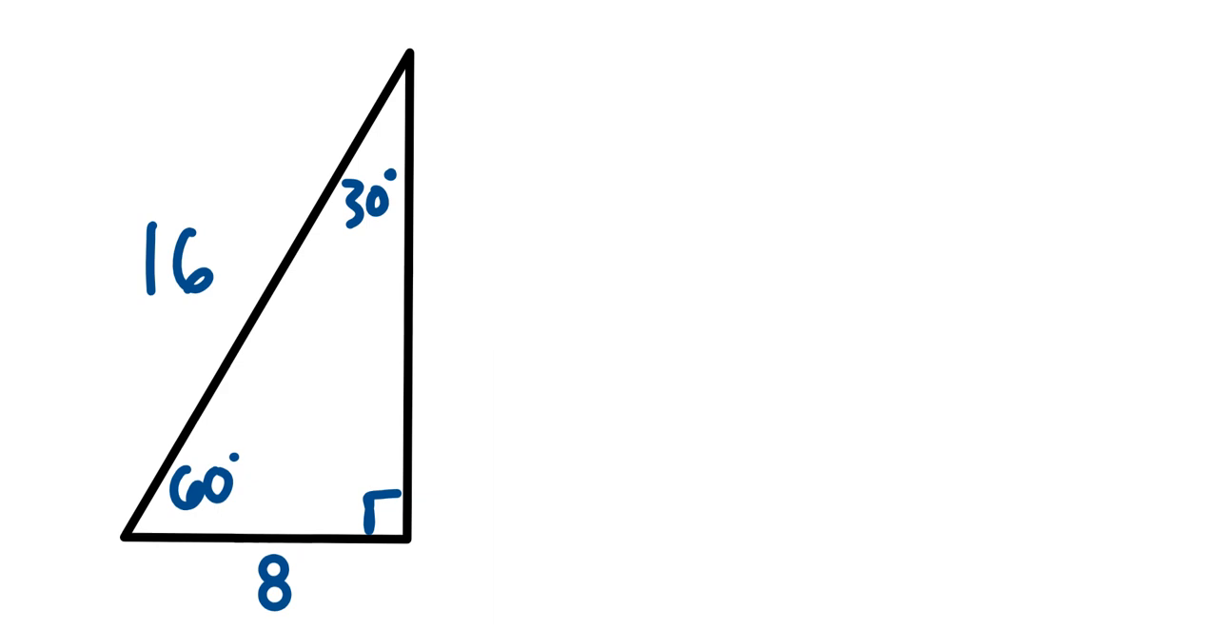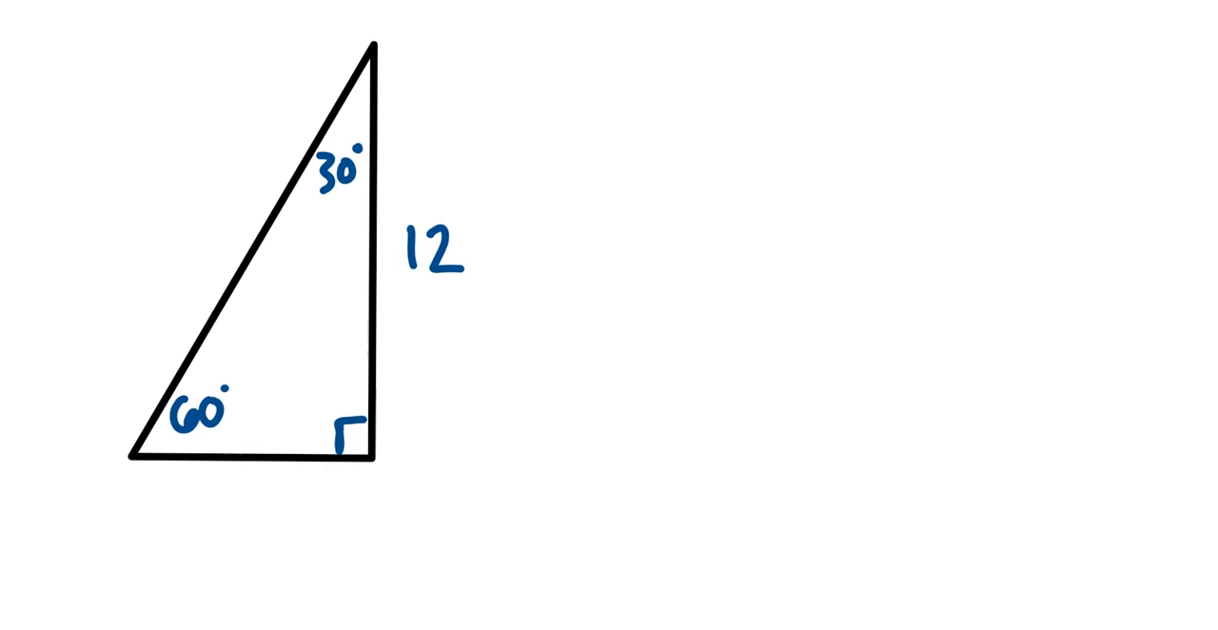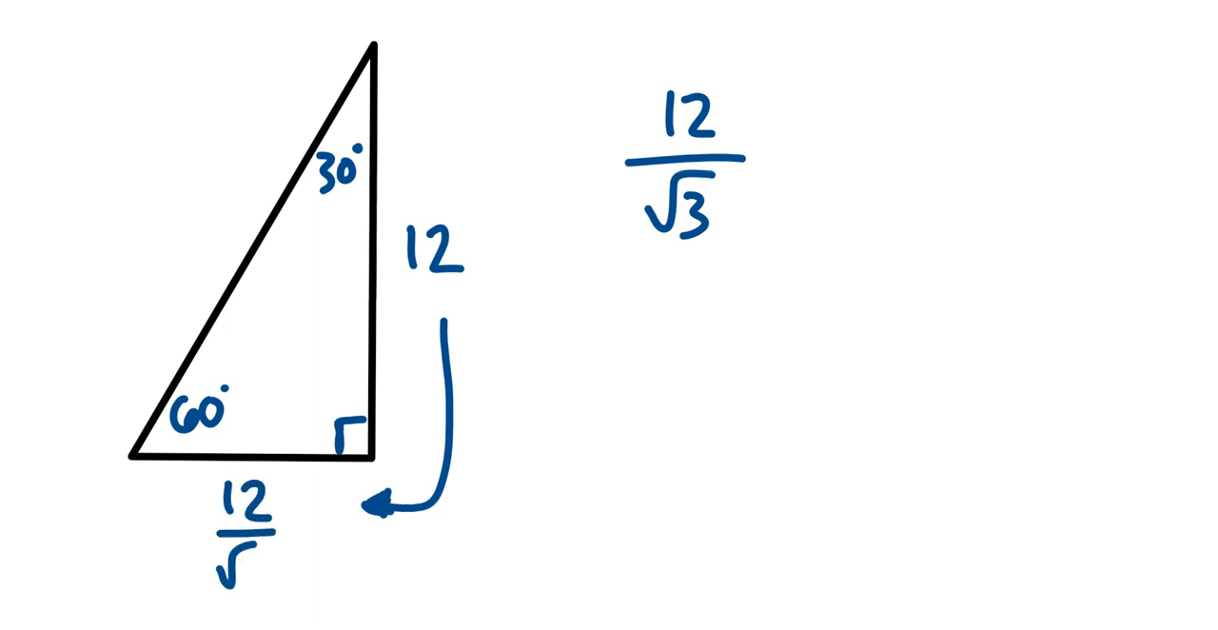Something that might be a little bit more challenging: let's say that you're told that the length of the long leg is 12. Well, if that's 12, probably the first thing I would want to do is figure out the length of the short leg. And if I want to go from that long leg to the short leg, I need to divide by the square root of 3. So I would be looking at 12 divided by the square root of 3. And that is the length of this short leg, 12 over root 3.